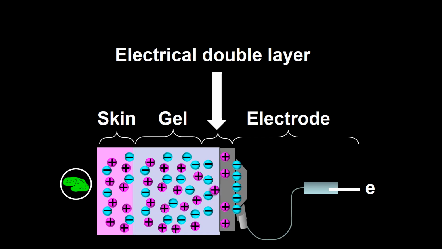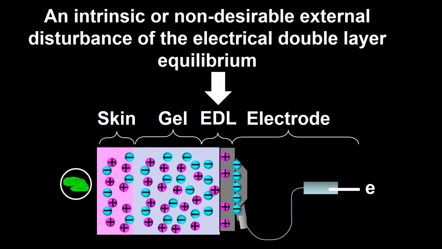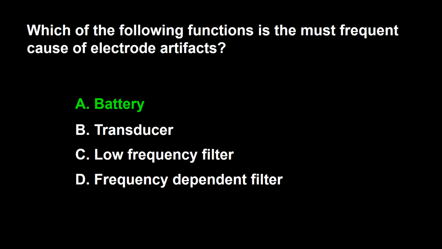You have seen this figure multiple times. The main point I want to make at this time concerns the electrical double layer, to which I will refer for this frame as EDL, using the initial letters of each word. So when the EDL is disturbed due to an intrinsic phenomenon such as a change in consistency of the gel, for example, as it occurs when the gel dries, or it is disturbed by undesirable contraction of a muscle or pulsation of an artery, electrical artifacts may occur. So the answer to this question is A.